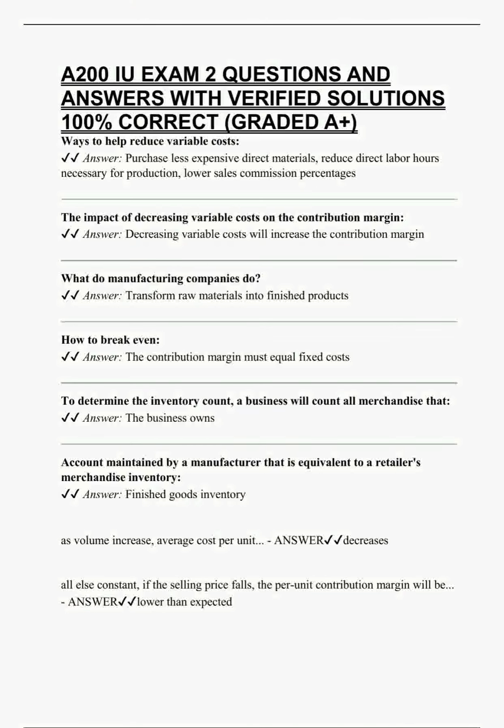100% correct, graded A+. Ways to help reduce variable costs. Answer: Purchase less expensive direct materials. Reduce direct labor hours necessary for production. Lower sales commission percentages.